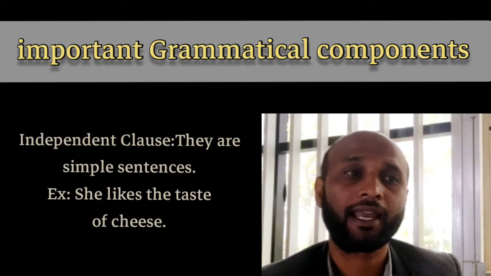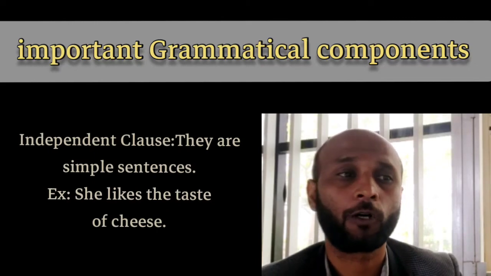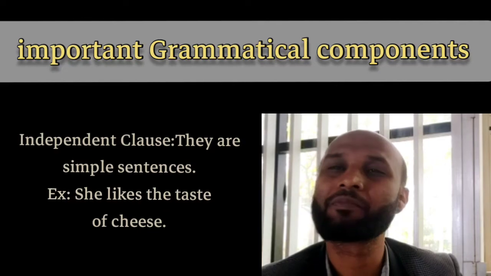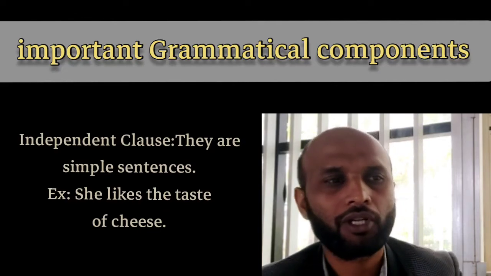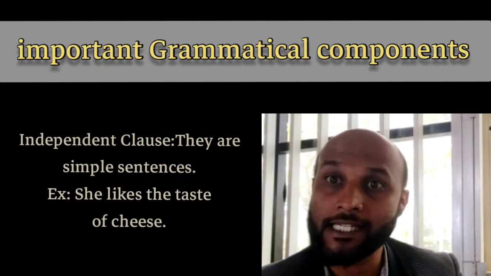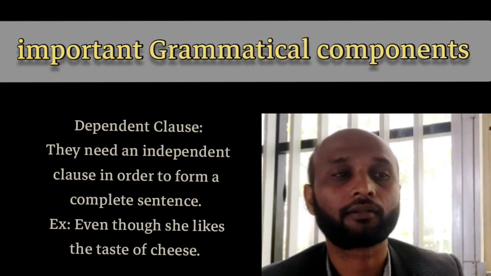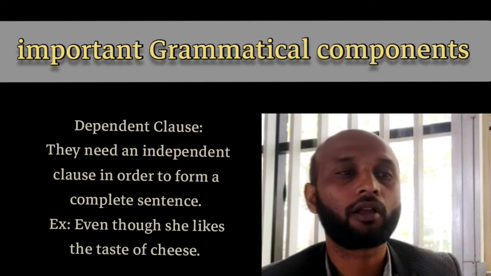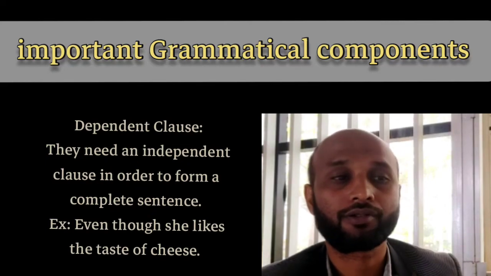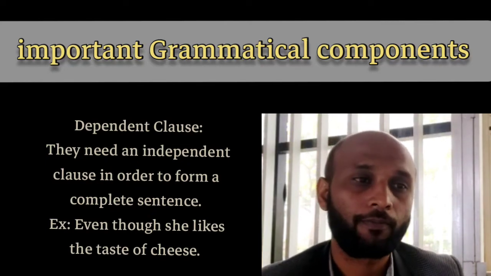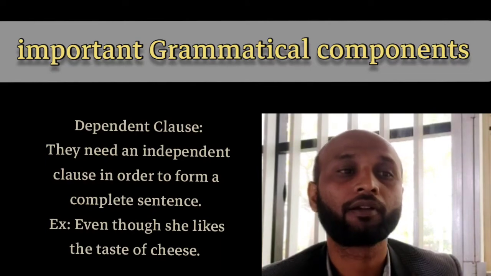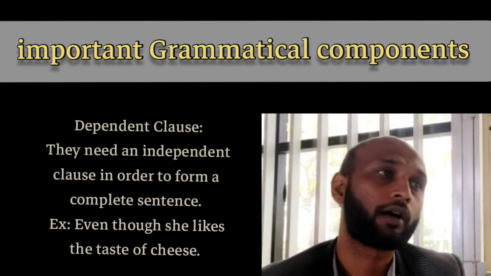Independent clauses, they can exist on their own. They are what we normally call simple sentences. Example, she likes the taste of cheese. And let us look at the dependent clause. Dependent clauses, they cannot exist on their own, so they need an independent clause in order to form a complete sentence.